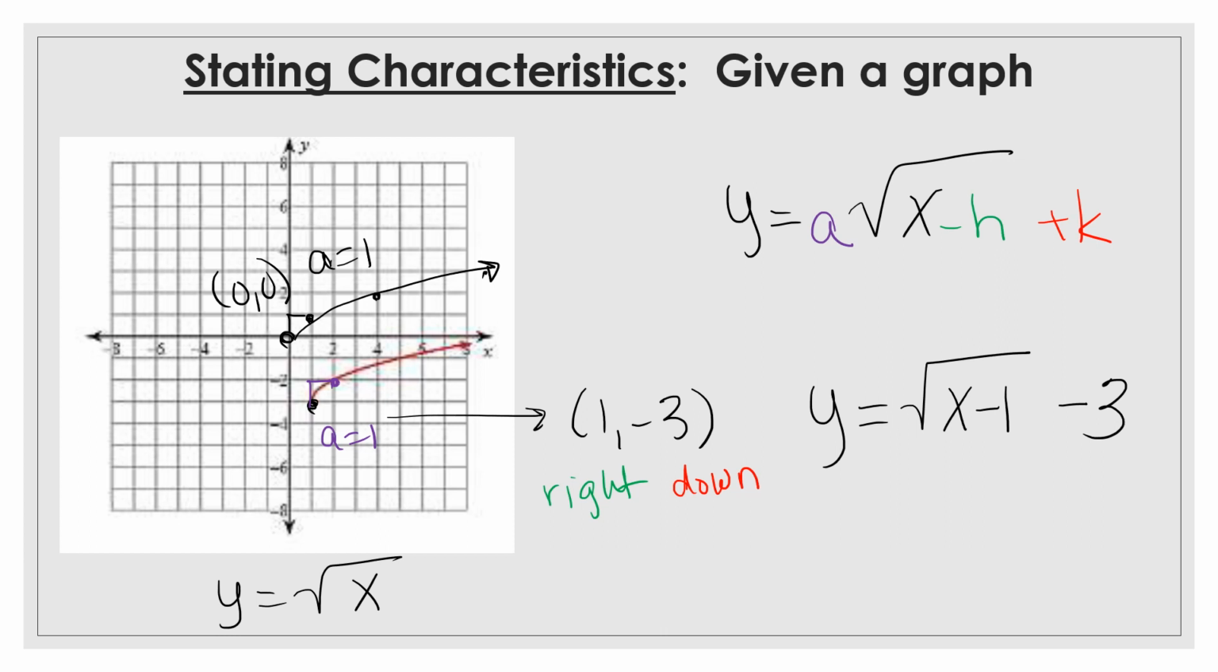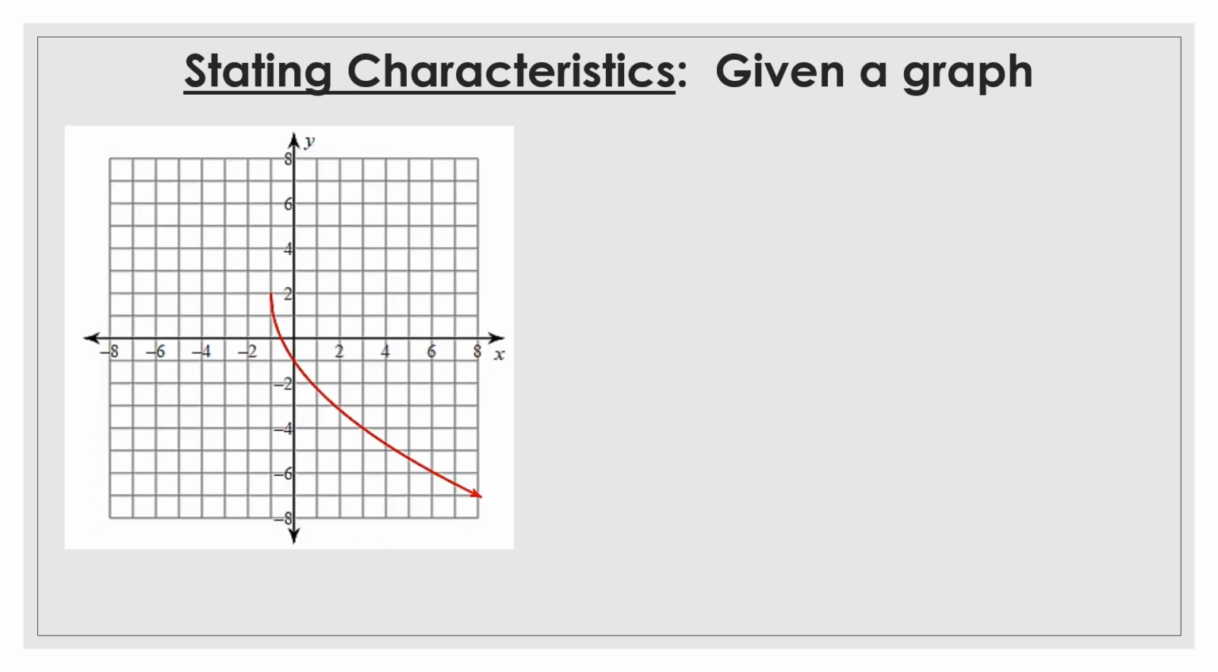So we're not only stating the transformations, but we're also writing an equation. That way you guys can look at a graph and know where those critical values are going to go, that critical point and that a value. I'll help you match them later.